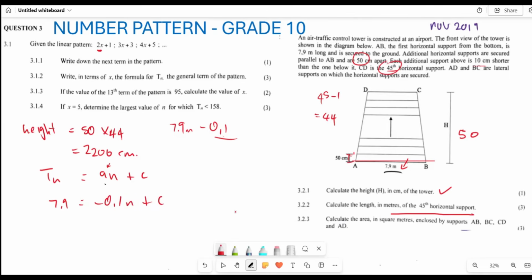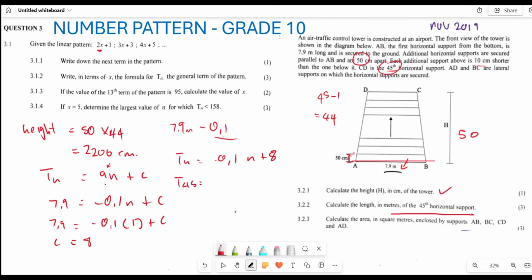And then what are you going to have from here? For an example, the 7.9 represents term number one, isn't it? So this means 7.9 is equals to negative 0.1 into bracket 1 plus your C, right? Then when you take this one to this side, therefore the value of your C is going to be same as 8, which means the Tn here is same as negative 0.1n plus 8.